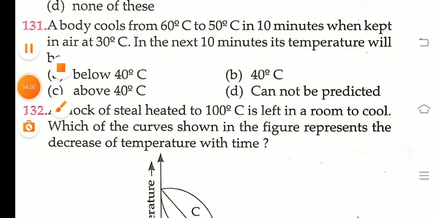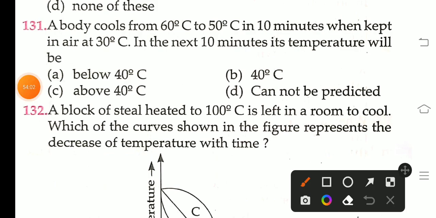Next, a body cools from 60 degrees Celsius to 50 degrees Celsius in 10 minutes when kept in air at 30 degrees Celsius. In the next 10 minutes, its temperature will be, right answer will be option C, above 40 degrees Celsius.